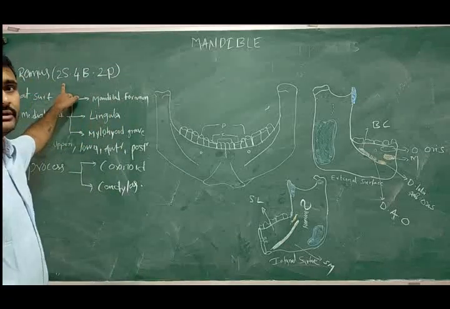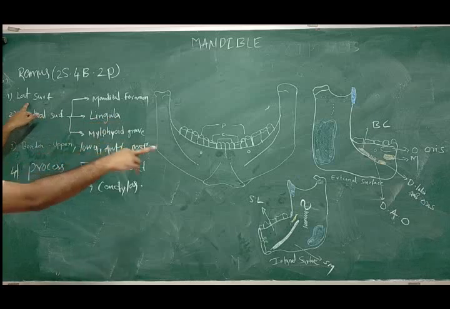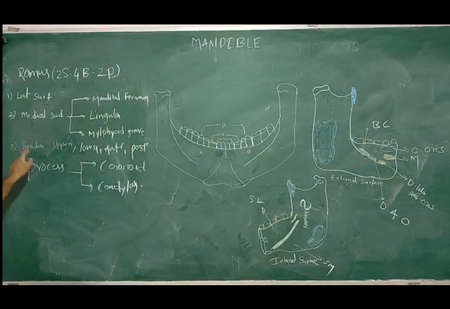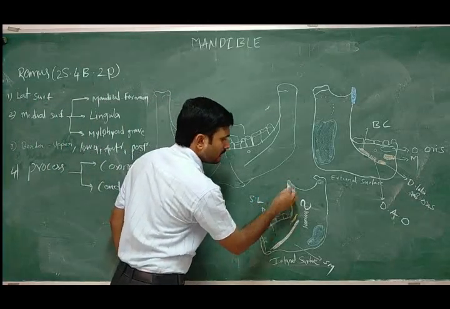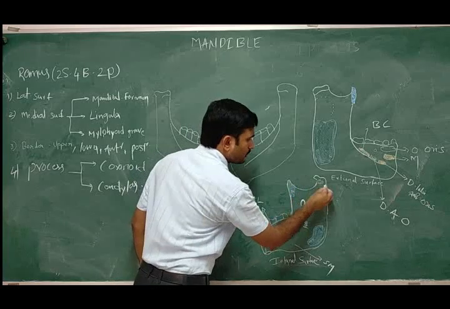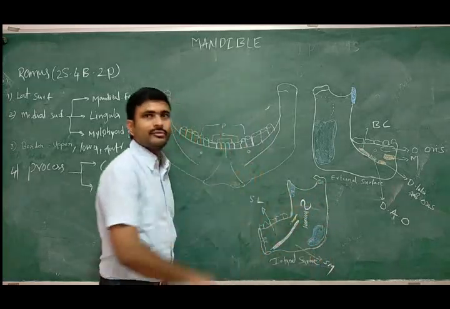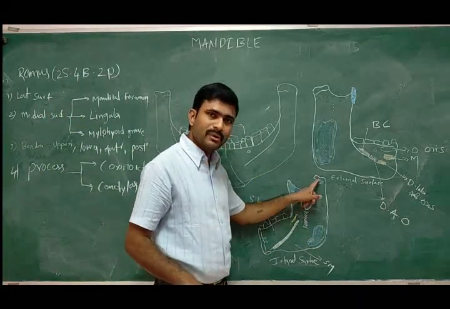Two surfaces are completed. One is the lateral surface. This one is the lateral surface, and this is the medial surface. Now come to the borders. This border is the anterior border, upper border, posterior border, and the inferior border. First we see the upper border. Here is the upper border.